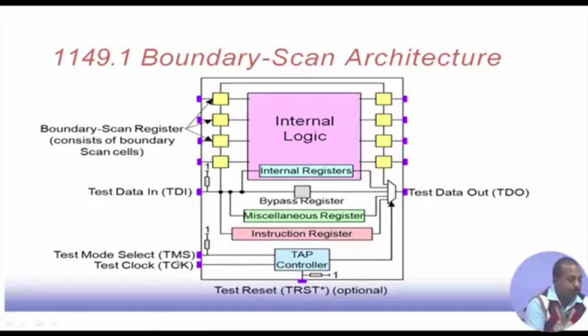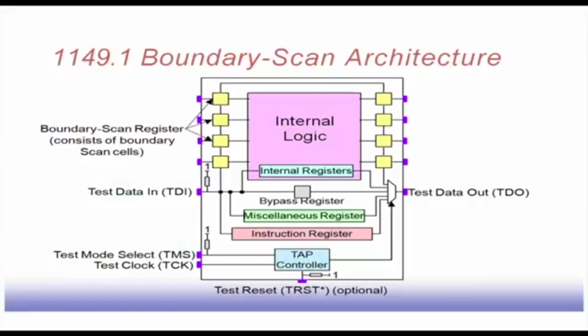Now, there is a test mode select signal. So, that will tell the TAP controller what to do with the next input that is coming. So, whether it should go to the instruction register or some other miscellaneous register, or how this test data out will be controlled. So, all of them are obtained from this test mode select line. So, that will tell the TAP controller what to do.